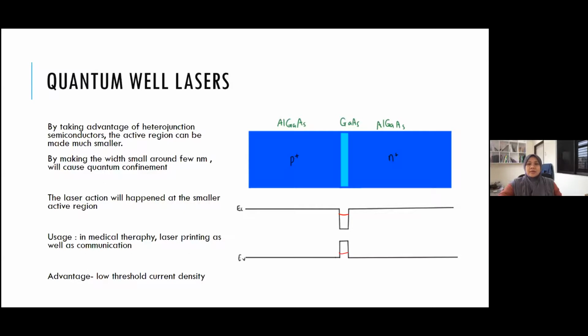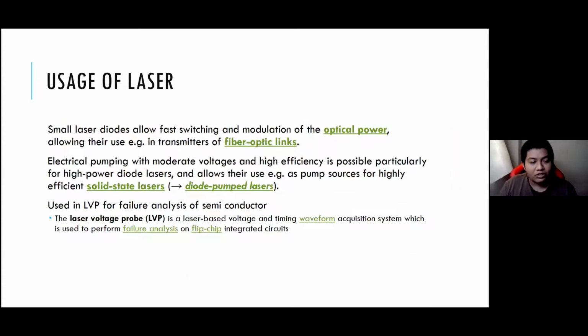So the usage is in medical therapy, laser printing, and communication, where we require smaller current but higher density laser. And because we have quantum well, there also exist quantum dot and quantum wire lasers. And so this is the usage of laser.